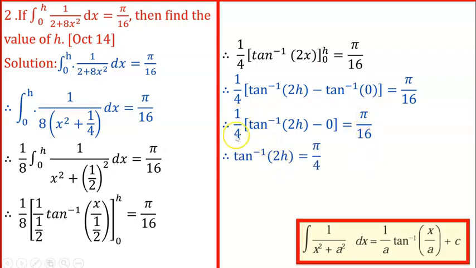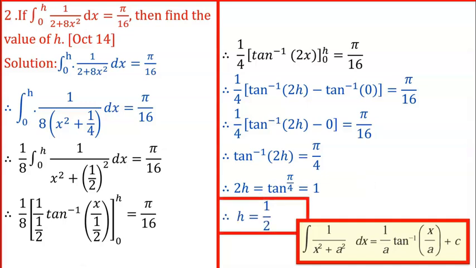And here is 1 by 4, which means 4 ones are 1 and 4 fours are 16. Therefore, you will get pi by 4, as 4 and 4 get cancelled. Tan inverse of 2h is equal to pi by 4. Therefore, 2h is equal to tan of pi by 4. And what is the tan of pi by 4? That is equal to 1. Therefore, 2h is equal to 1, h is equal to 1 upon 2, and this is the answer.